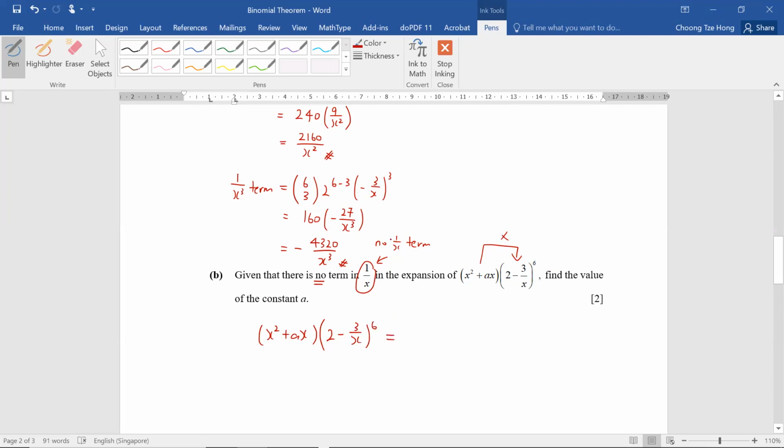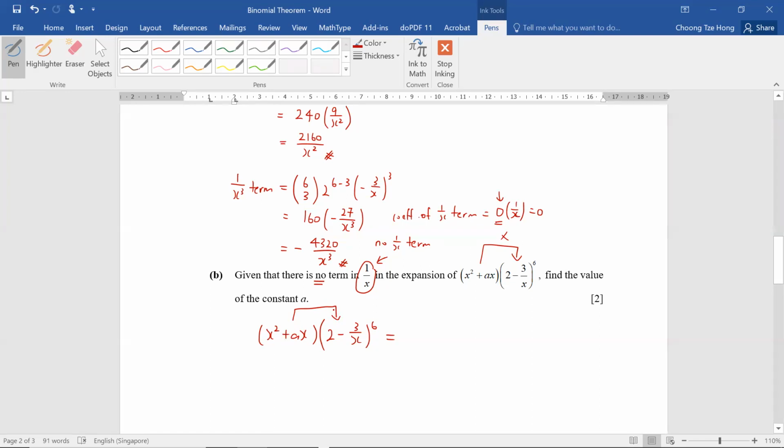Now let's re-examine this question. If there's no 1 over x term, what will be the coefficient of the 1 over x term? If there's no 1 over x term, that means the coefficient has to be 0, right? Because 0 times 1 over x will become 0, then the 1 over x term will disappear. So the coefficient of the 1 over x term is 0. Basically, for this multiplication, we will find the 1 over x term, sum up their coefficients and equate it to 0.